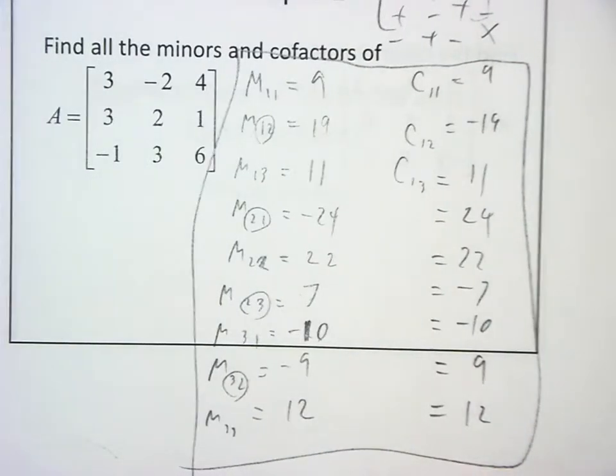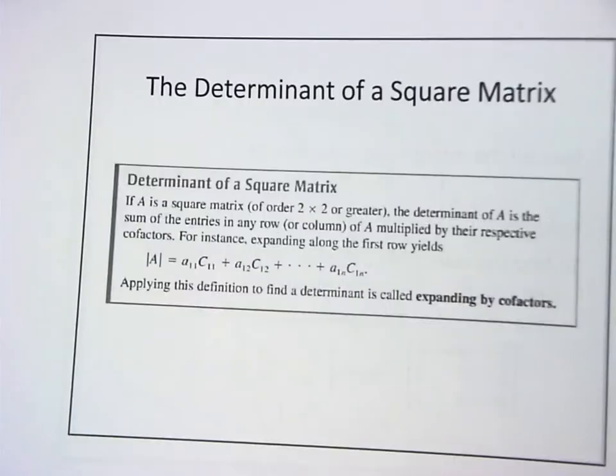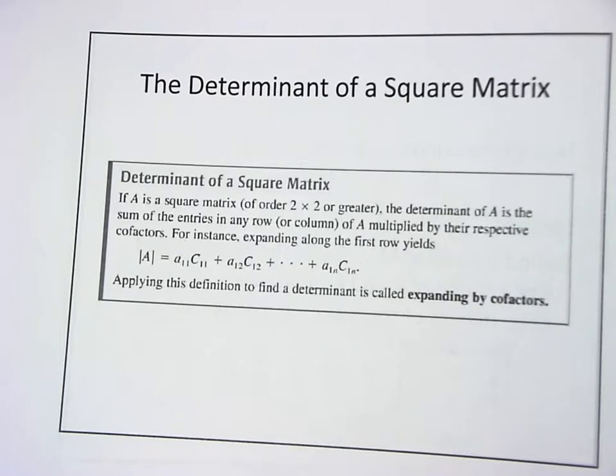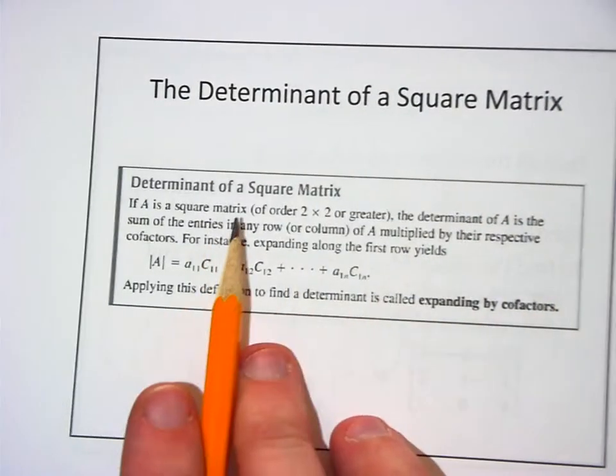Okay? What does a minor and a cofactor tell me? It's actually kind of like a one-step way to find the determinant. So if I want to find the determinant of one of these 3 by 3 matrices, I need to use those cofactors. Okay, use the minors to get to the cofactors. So what this is saying, determinant of a square matrix.